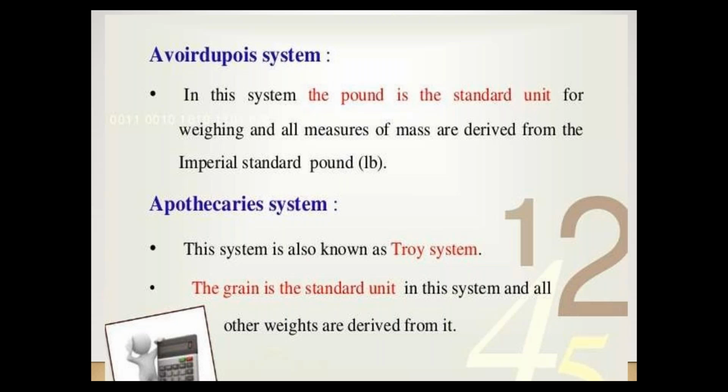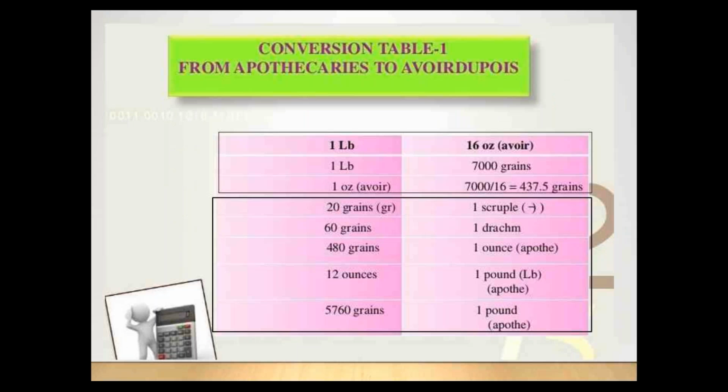Whereas in the apothecary system, it is the grain instead of the pound. Here the grain is the standard unit and all other weights are derived from it. So that is the main difference between the two. In avoirdupois, the pound is the standard unit, and in apothecaries it is the grain. The apothecary system is also commonly known as the Troy system, T-R-O-Y.